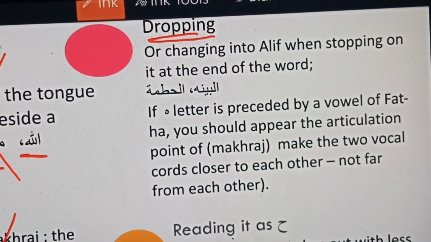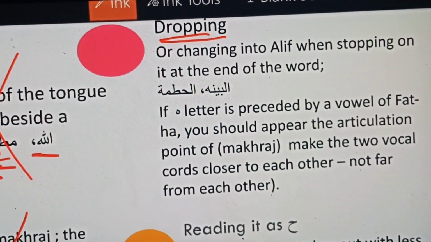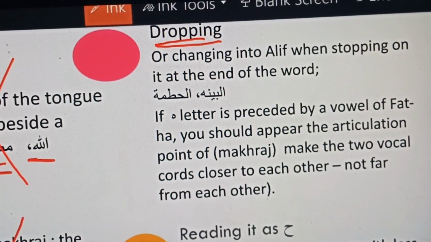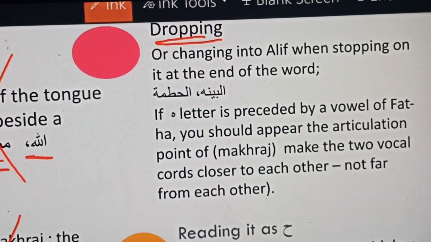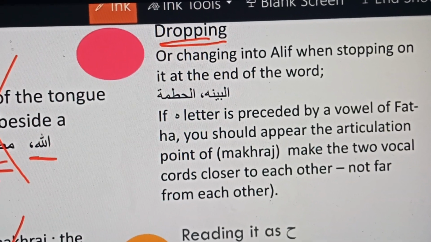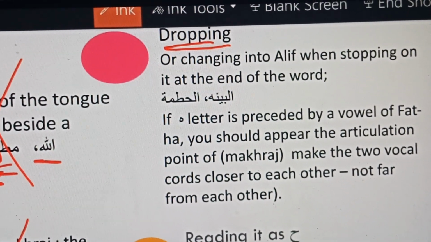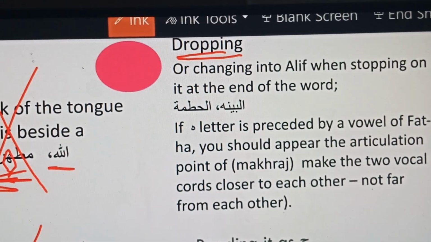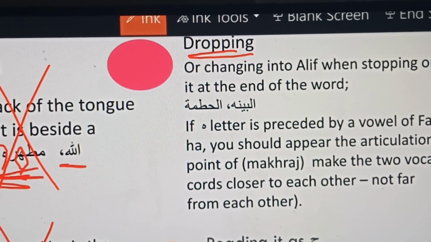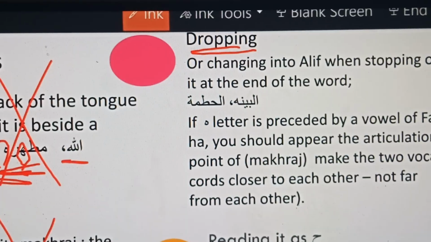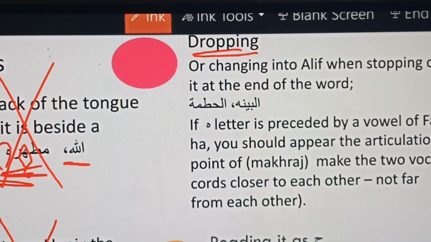Okay, dropping really happens when the ha comes off the end of the word, or when I stop at the end of the word that contains ha. From the common mistakes that may happen, I open the two vocal cords the same way as the previous way without making a sound, without making vibration over ha. So the sound is disparate, okay?